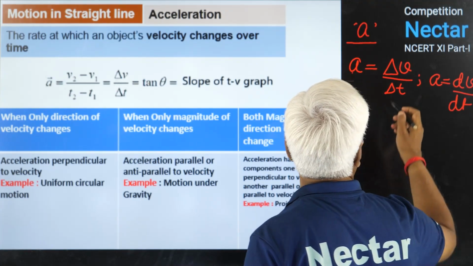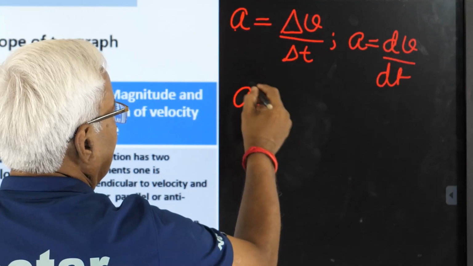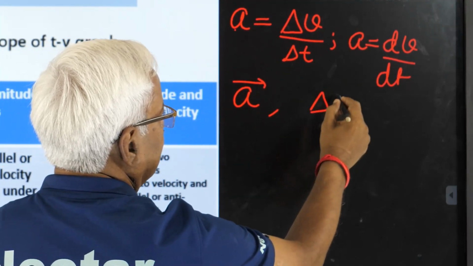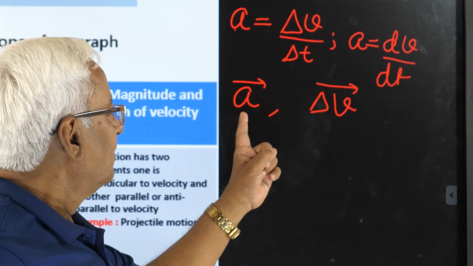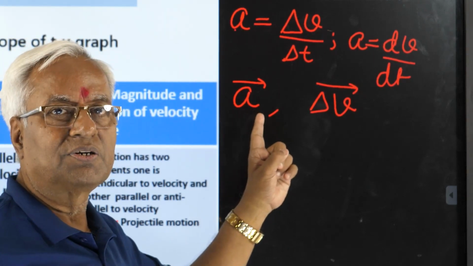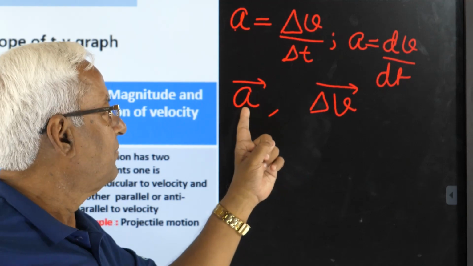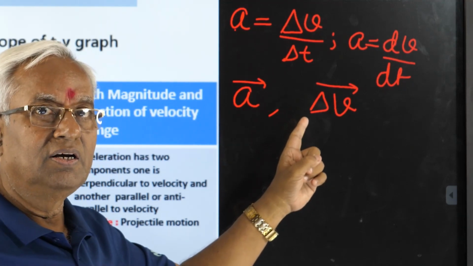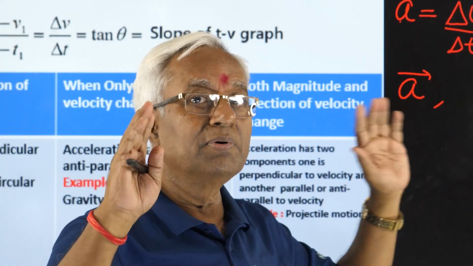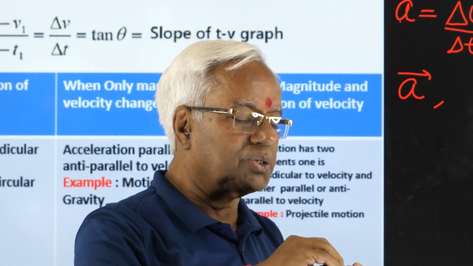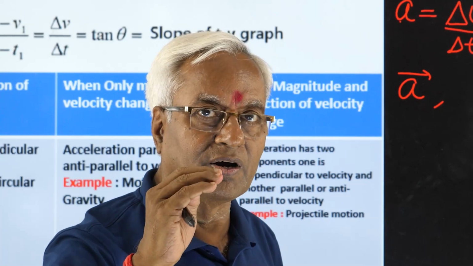Here, one thing is very important. A is a vector, delta V is a vector. If somebody asks you what is the direction of A, the direction of A will be the same as the direction of change in velocity. Never say that acceleration is in the direction of velocity.